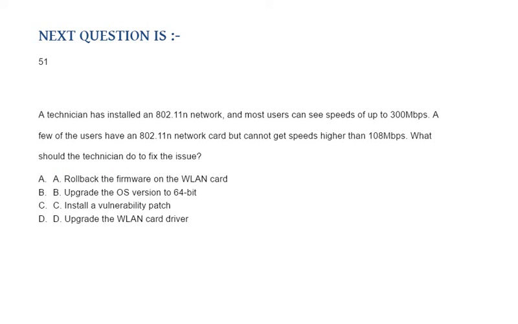Next question is, a technician has installed an 802.11n network, and most users can see speeds of up to 300 Mbps. A few users have an 802.11n network card but cannot get speeds higher than 108 Mbps. What should the technician do to fix the issue?